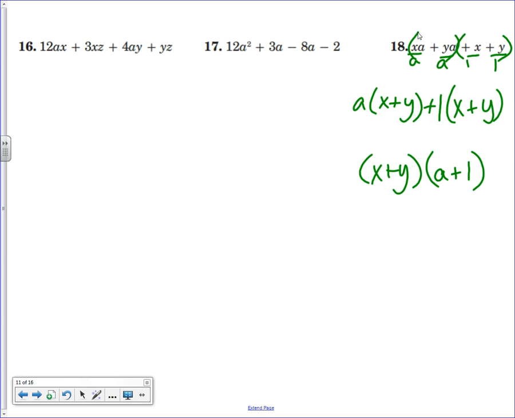Derek, your choice, 16 or 17? 17 it is. Group them, please. What can you take out of the first group? If you take out the 3a, what's left?